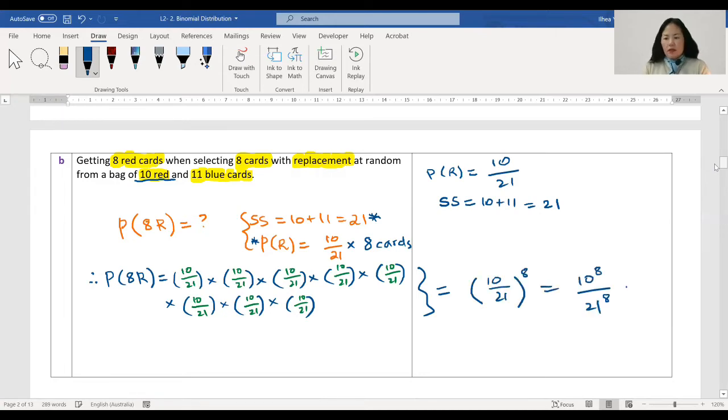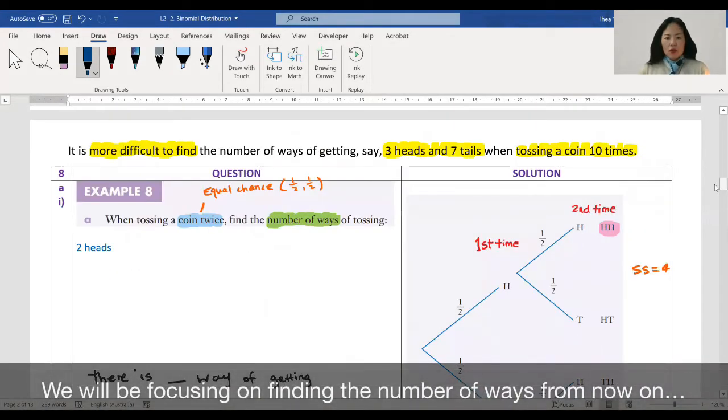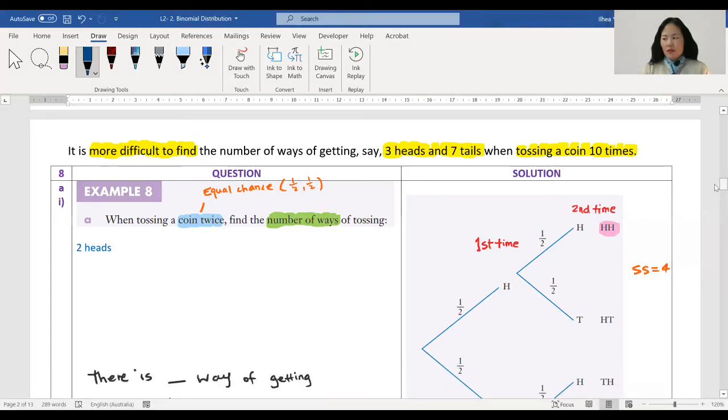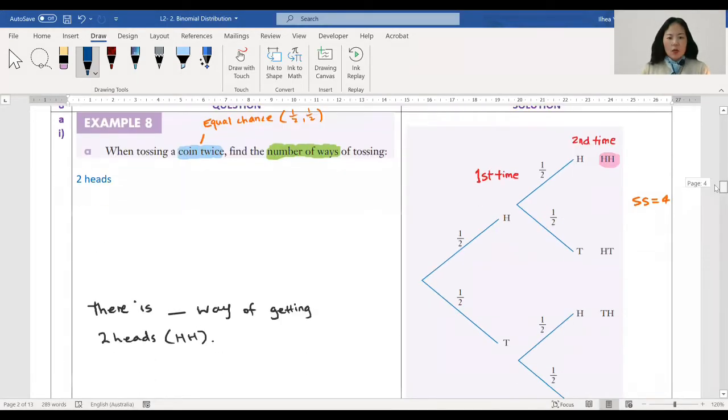You will get, okay. It is more difficult to find the number of ways of getting, say, 3 heads and 7 tails when tossing a coin 10 times. Yeah, obviously that's a lot involved in there. So it's going to be very difficult. Example 8. When tossing a coin twice, find the number of ways of tossing 2 heads.